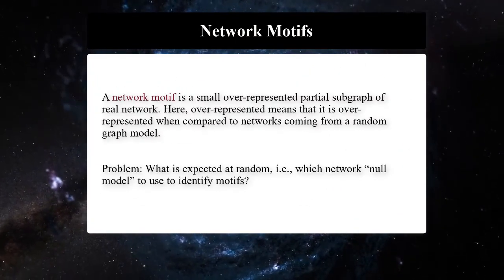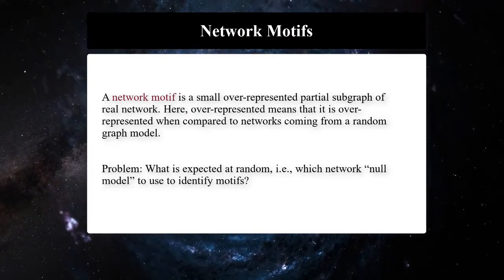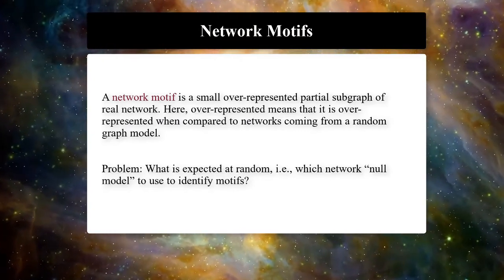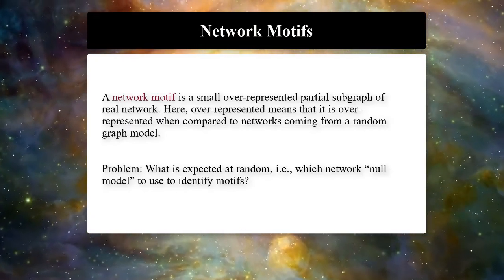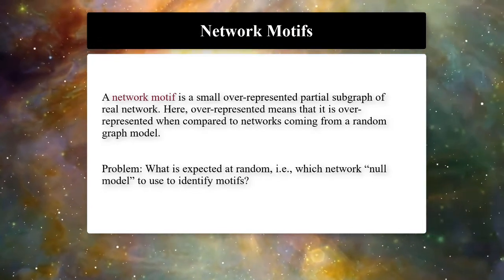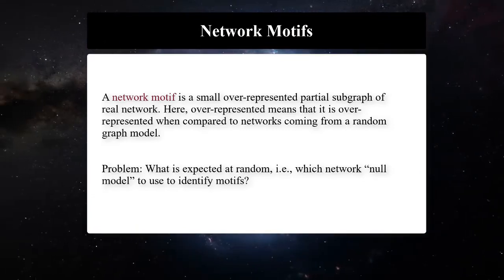So, a network motif is a small overrepresented partial subgraph of a real network. Here, overrepresented means that it is overrepresented when compared to a network coming from a random graph model. But what is expected at random? I mean, which network null model to use to identify motifs?